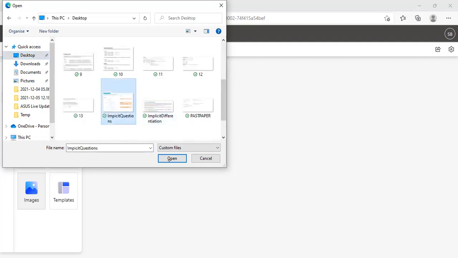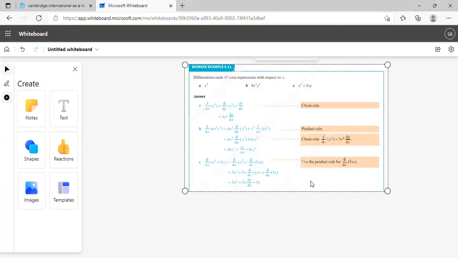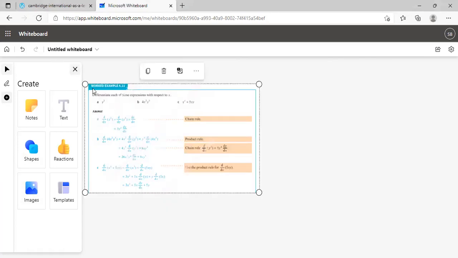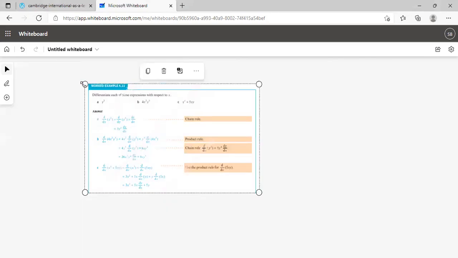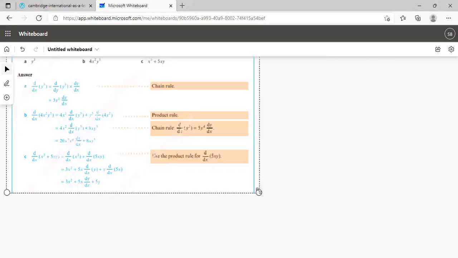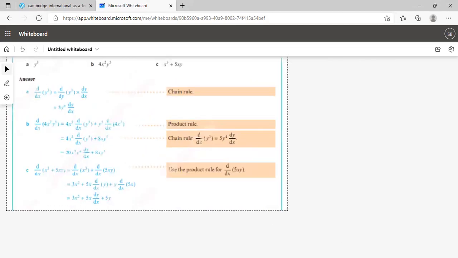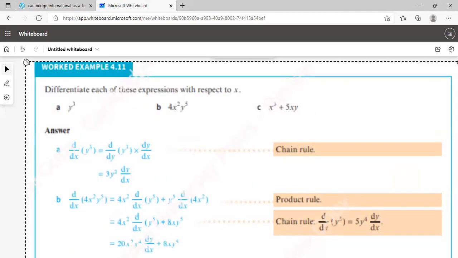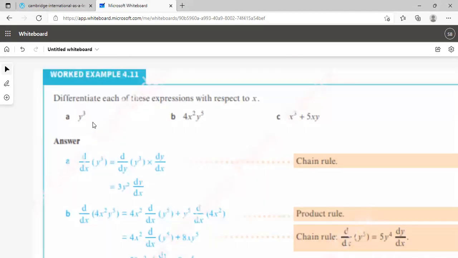This is the question. Let me make it bigger just so you can read it easily. Let me know once it's readable, okay? It's readable, but it's not that clear. Yes, it is.